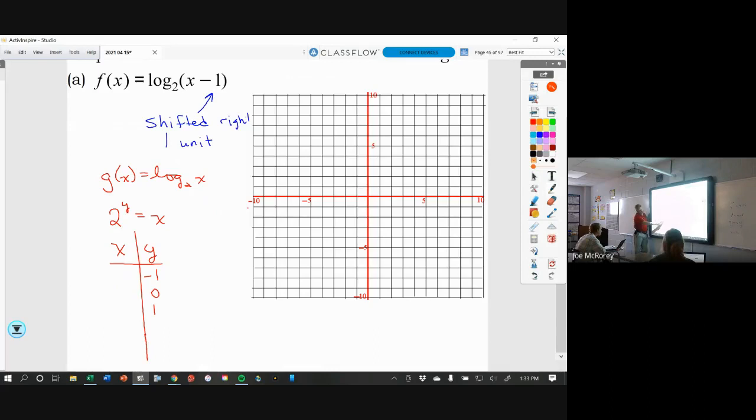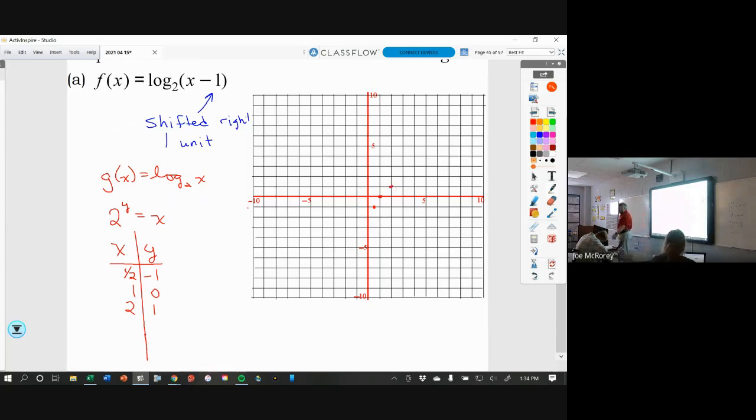Okay, so plugging in a -1 for y. 2 to the -1 power is 1 over 2. A negative exponent is just the reciprocal. 2 to the 0 power? 1. 2 to the first power? 2. Okay, we'll plot those points. We have the point 1/2, -1. 1, 0. And 2, 1.